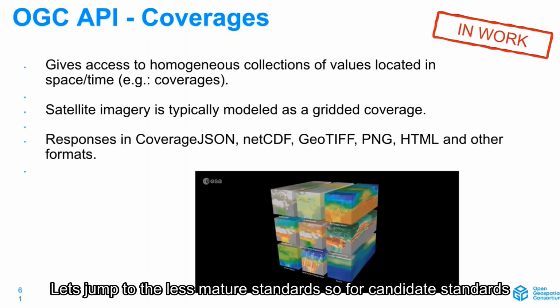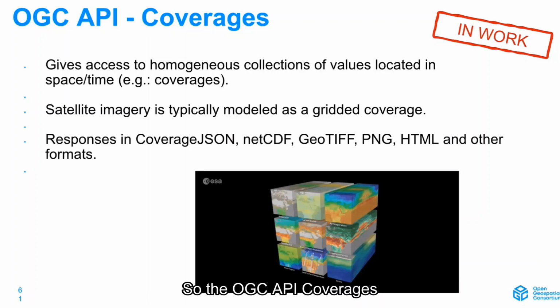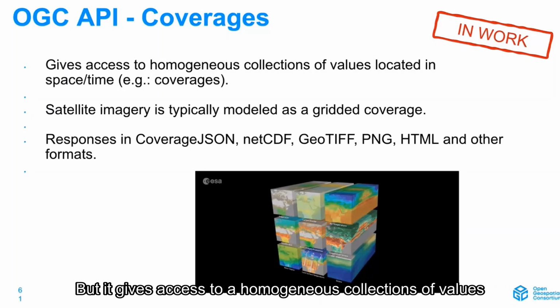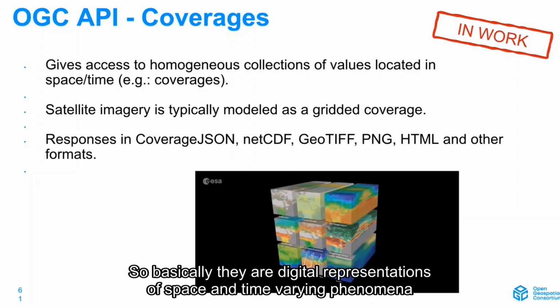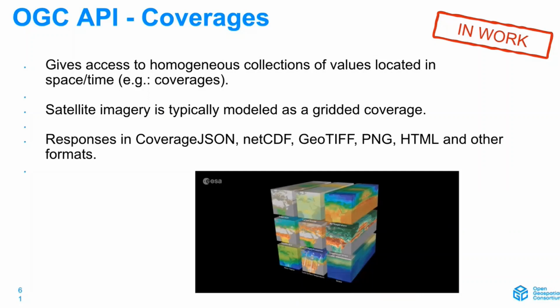Jump to the less mature standards, or candidate standards. So OGC API Coverages is still at work, so it's still in the early stages, but it gives access to homogeneous collections of values which are located in space and time, which is what we call coverages. So basically, they are digital representations of space-time varying phenomena.